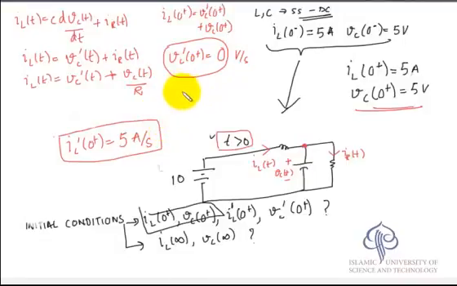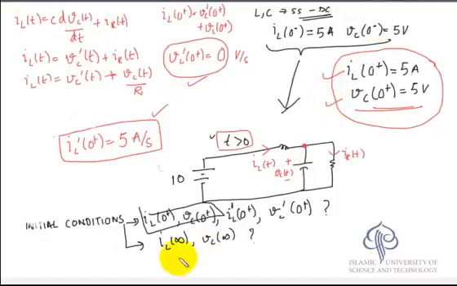So you see, we have obtained the initial conditions at 0 plus and the values of the derivatives at 0 plus using our insight into the inductor and capacitor characteristics and the knowledge of the differential equation governing the circuit. So these four quantities were the ones that we were interested in.